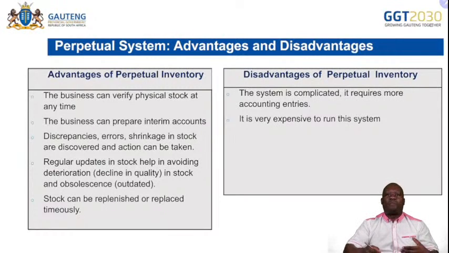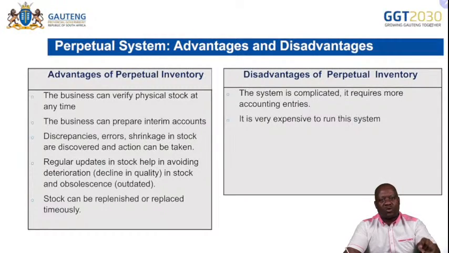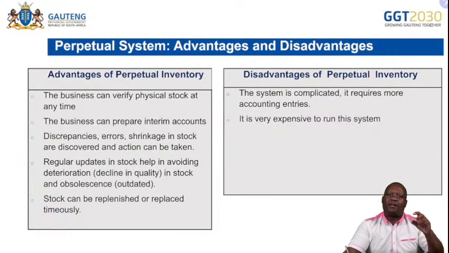Stock can also be replaced on time because we are having continuous updates on our stock, and it can tell us, no, we are only having stock that will last us for a week, for a day, for 20 days. So we can be in a position to make orders and replace stock on time. Very important.